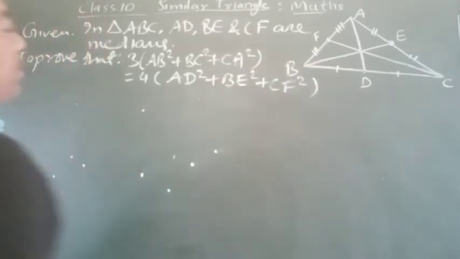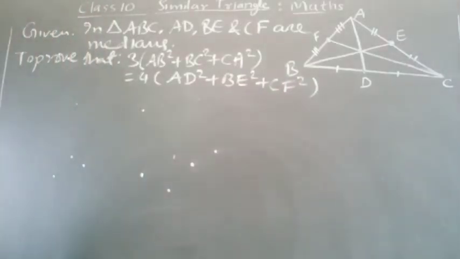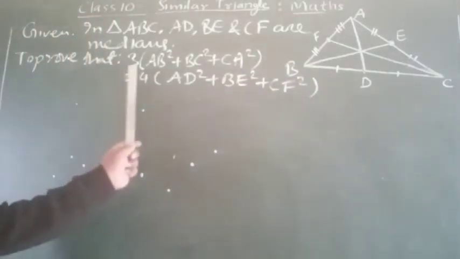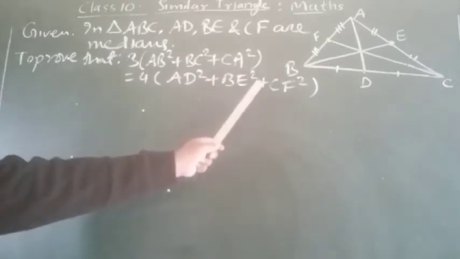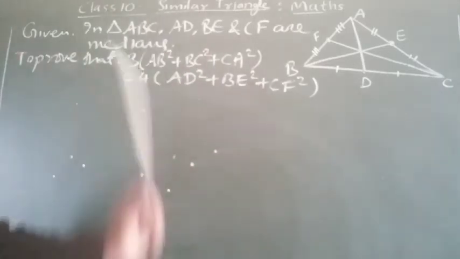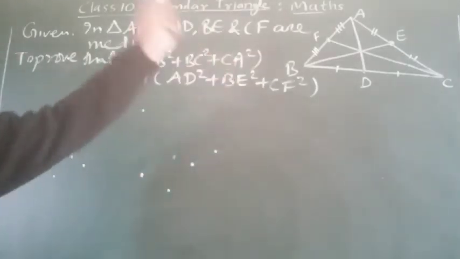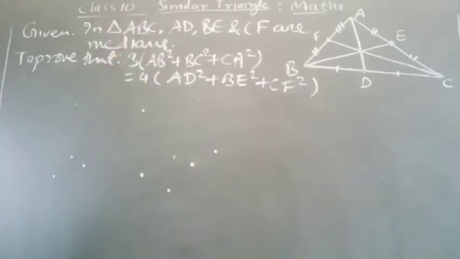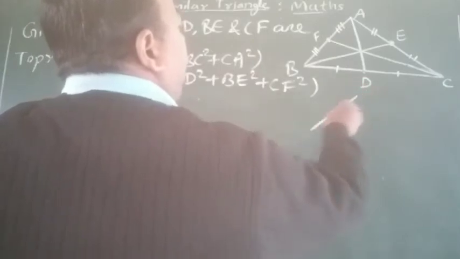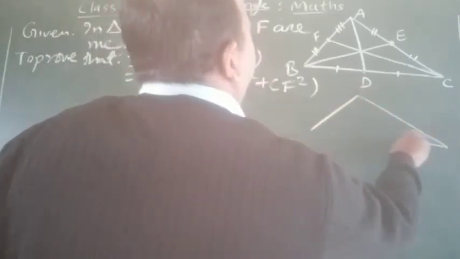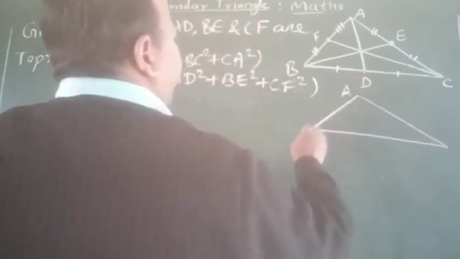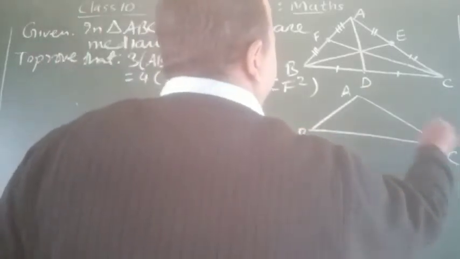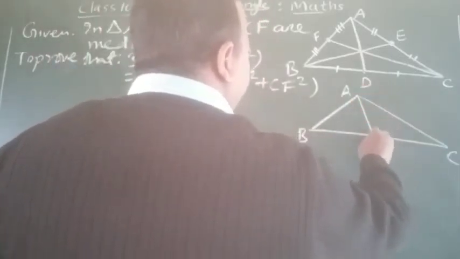Student, I am going to use the relation between all medians and all sides: 3 times the sum of squares of all sides equals 4 times the sum of squares of all medians in a triangle, any triangle. I am going to use the median intercept theorem concept.